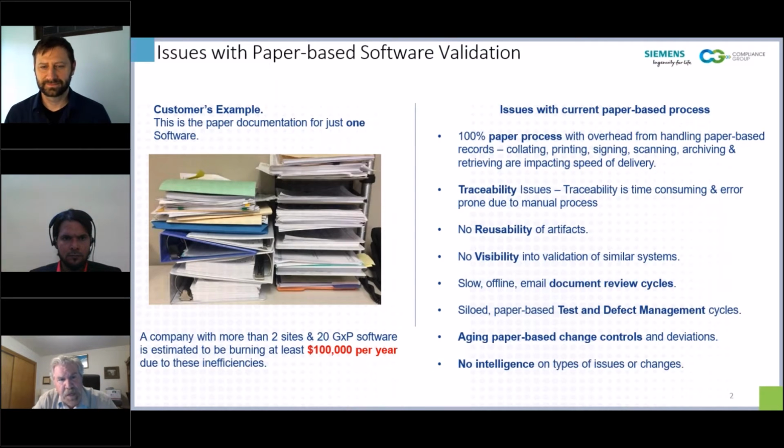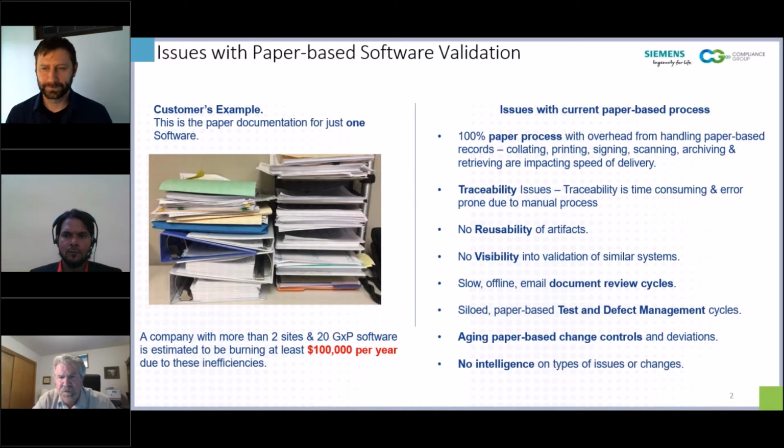So what are the issues with paper-based software validation? So customers are telling us first, it's this 100% paper process has huge overheads to them: collating, printing, signing. And even in the last year and a half with COVID, people are trying to do all this from remote home offices, which further complicates it. And even though some companies are starting to open up again, it's going to be a while before we're back to normal office-based work.